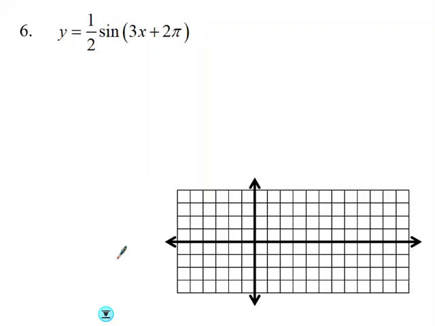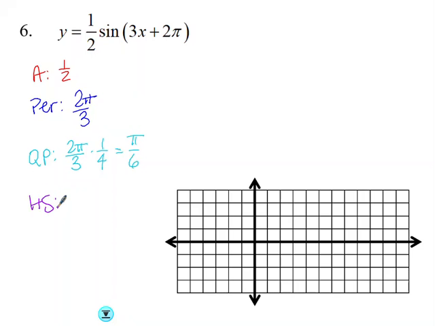Our last graph is y equals 1/2 sine of 3x plus 2 pi. The amplitude is 1/2. The period is going to be 2 pi over 3. So our quarter period is 2 pi over 3 divided by 4, or 2 pi over 3 times 1/4, which is pi over 6.